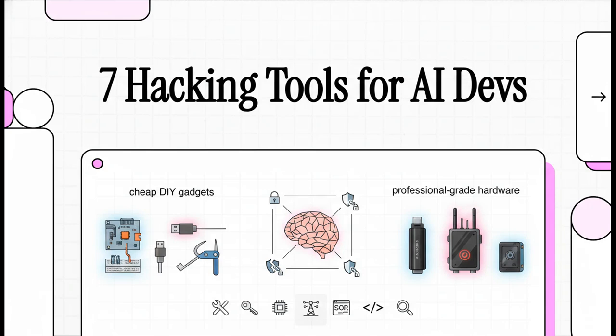Today, we are diving into 7 hacking tools that, honestly, every AI developer should have in their arsenal. We're going to cover everything from super cheap DIY gadgets all the way up to some serious pro-level hardware.